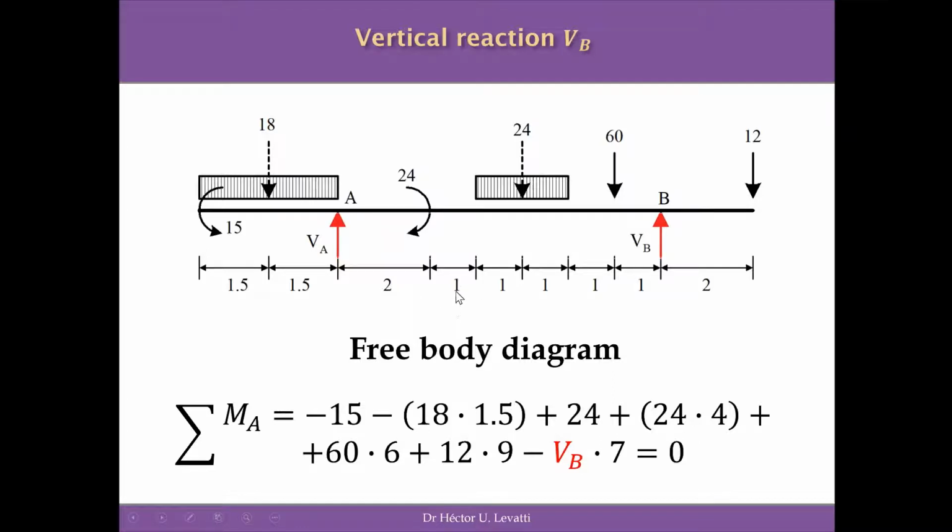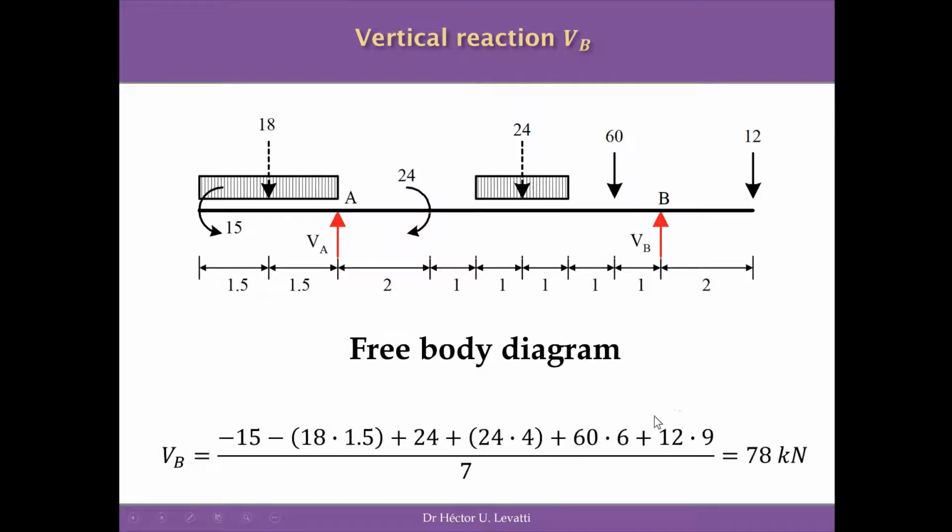We have 2 and 2 is 4, 5, 6, 7, 8, and 9 meters, as you see. And it's positive because it's clockwise, and minus the moment produced by VB, which is the reaction at the roller, multiplied by 7 meters, the perpendicular distance to the point A. And all of this, the summation of the whole set of moments on this structure, has to be equal to 0. So rearranging this equation, we can establish the value of VB, which is the reaction at the roller, as I said, equal to 78 kilonewtons at the point B.